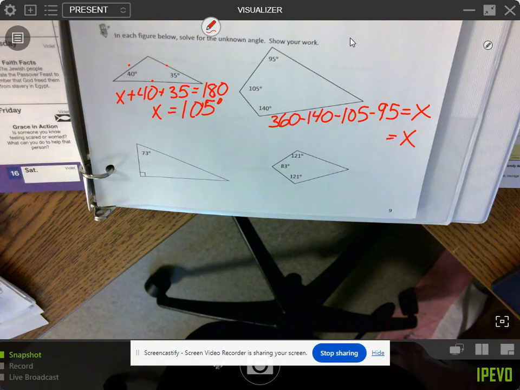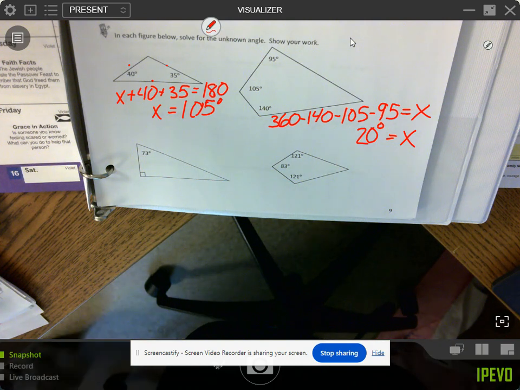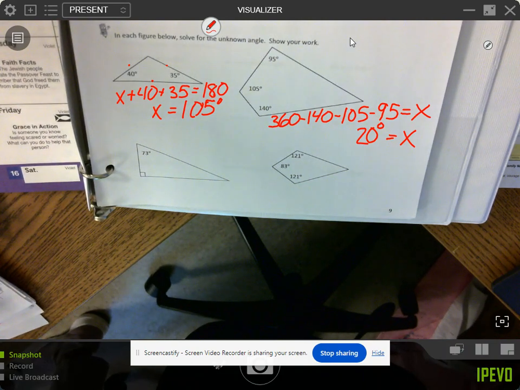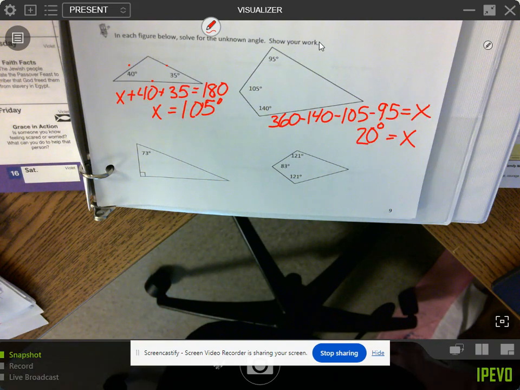What did you find x to equal? Do not forget to put your degree symbol for your answer. Put your degree symbol. These are degrees, not side lengths. So you're writing the equation, subtracting out the 180 or adding them together to equal 180 if it's a triangle, 360 if it's the quadrilateral. Will I give you credit if you just put the answer? No. The directions say show your work. You need to show your work.